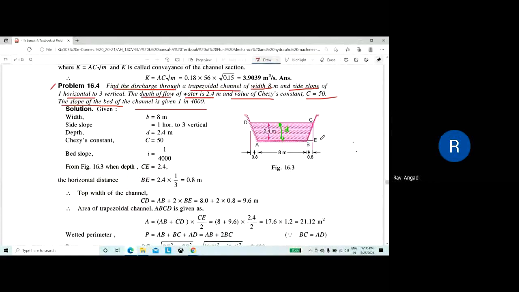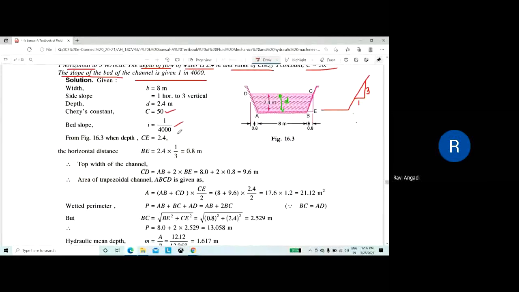Side slope means, if suppose this is the side of a channel, side slope means this one. So what is the side slope given here? 1 horizontal to 3 vertical, like this. Church's constant C is given, and the bed slope is given as 1 in 4000. For every 4000 meter length, 1 is the drop, that is the bed slope of the channel.